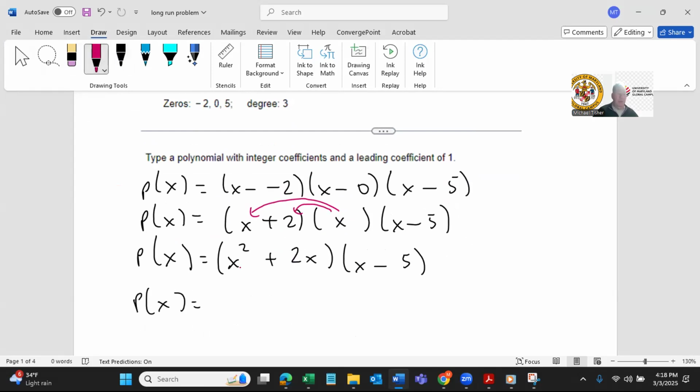All right, to do this, we have to multiply each term by each term. So x squared times x is x cubed. And plus, next we have x squared times -5, which is a -5x squared. Plus, and then next we have a 2x times an x, which is 2x squared. And then we have a 2x times -5, which is a -10x.